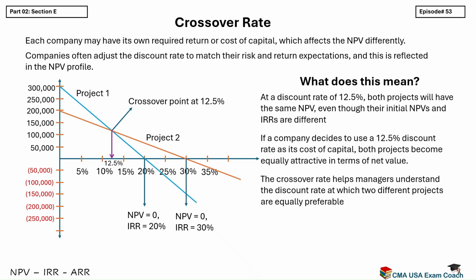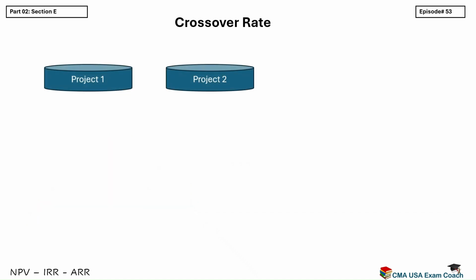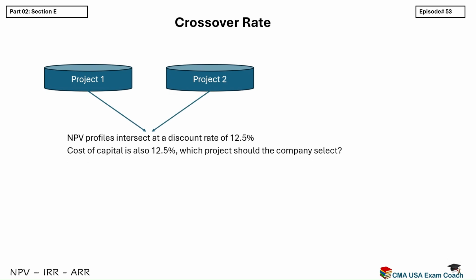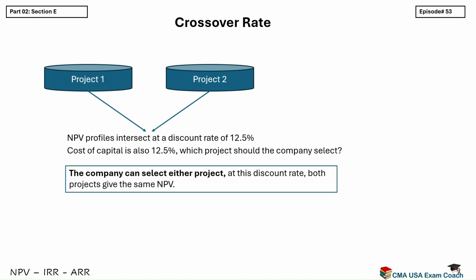For your exam, you may be asked a scenario like this. There are two projects, and their NPV profiles intersect at a discount rate of 12.5%. If the company's cost of capital is also 12.5%, which project should the company select? The answer is actually simple. The company can select either project. Why? Because at this discount rate, both projects give the same NPV. In other words, in terms of creating value for the company, both projects are equally attractive.